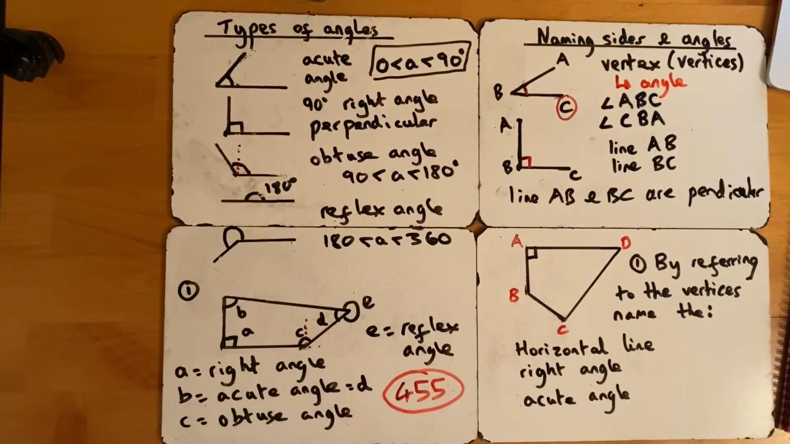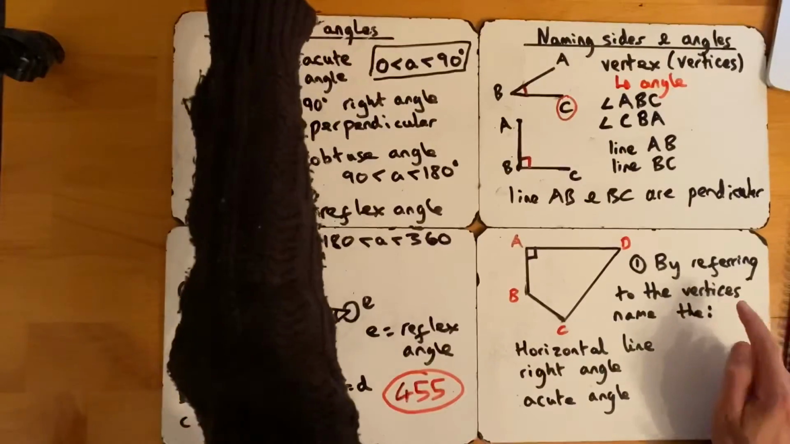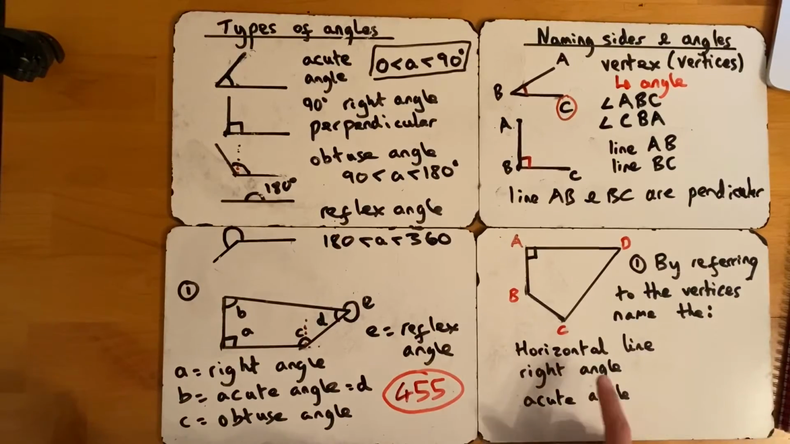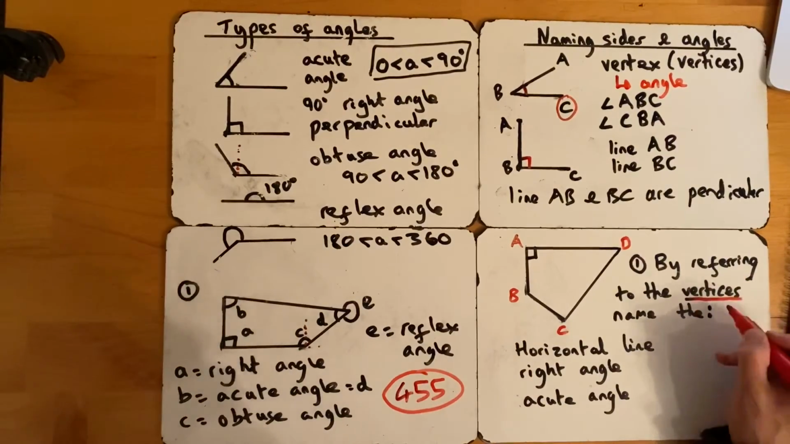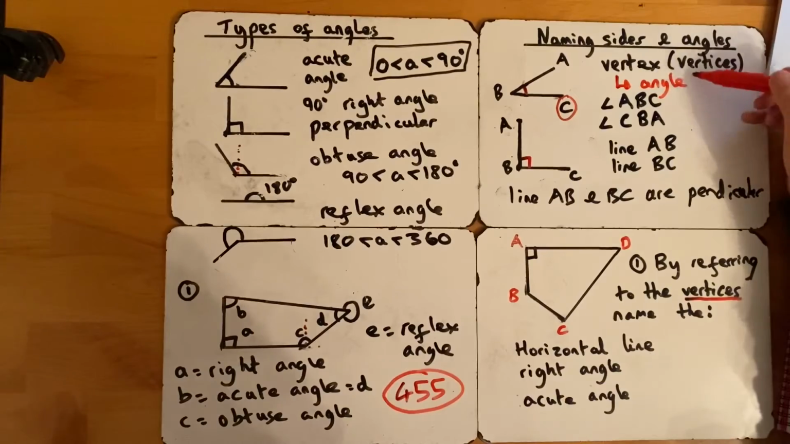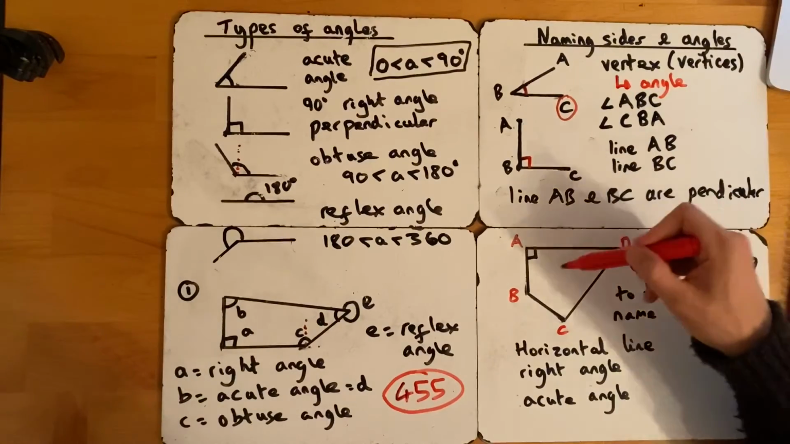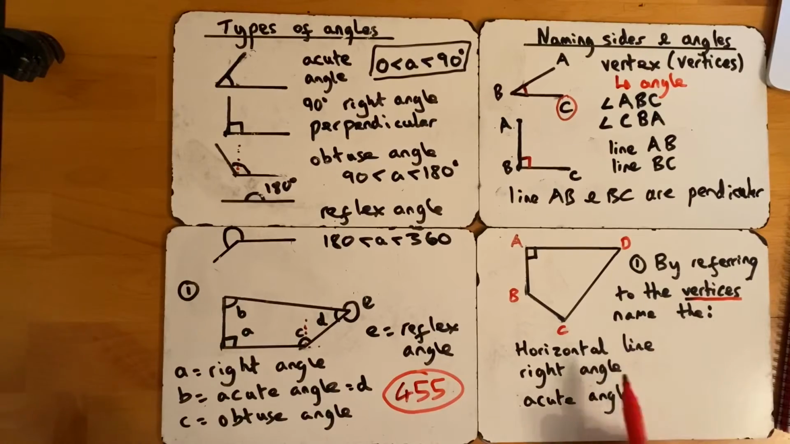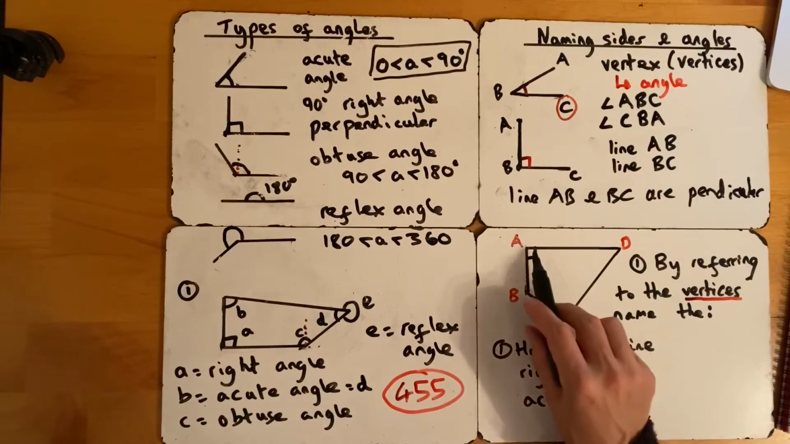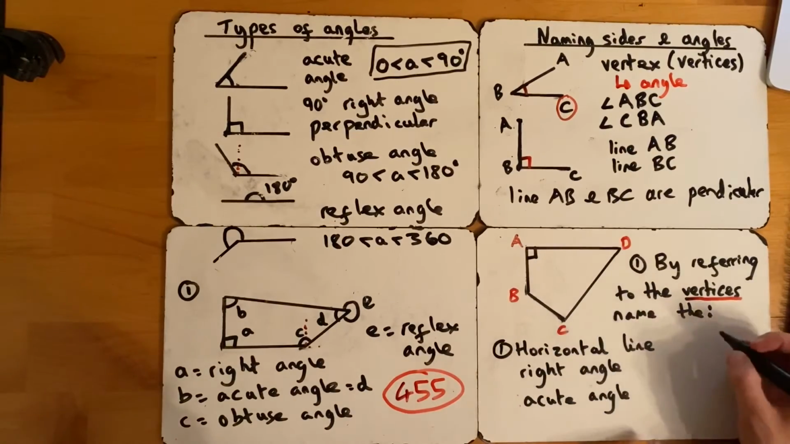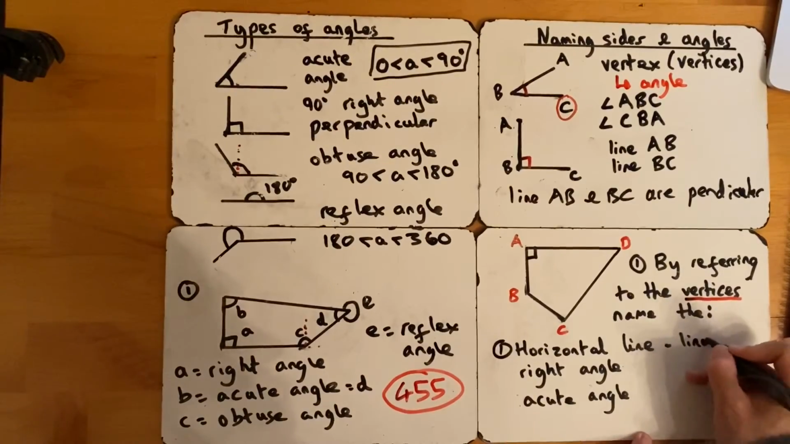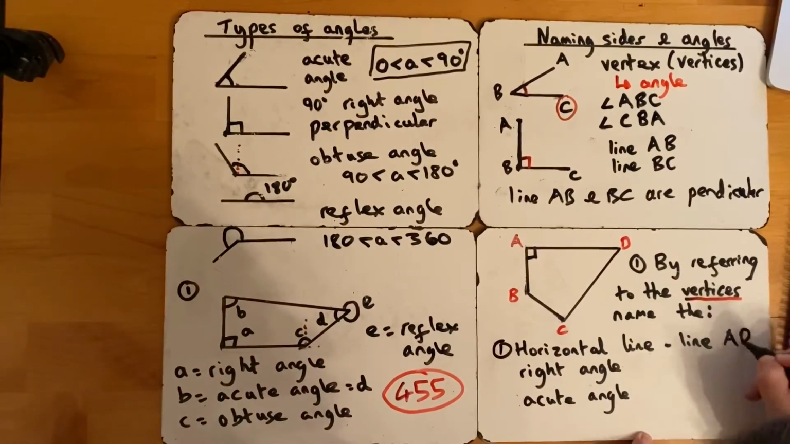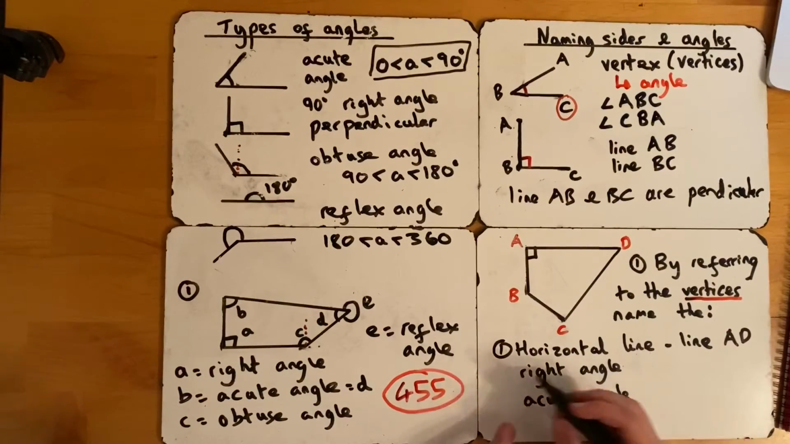Okay. So if we're having a look at this question here, if you can copy this into your books: by referring to the vertices, name the horizontal line. Vertices is just another fancy word for angles, so we're just looking at all these angles. This is question 1, horizontal line. The horizontal line is this straight line here, and this is known as line AD. If you put DA, that's fine, that's 4 marks as well.